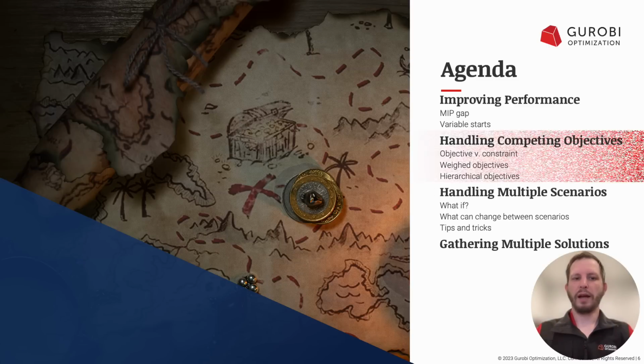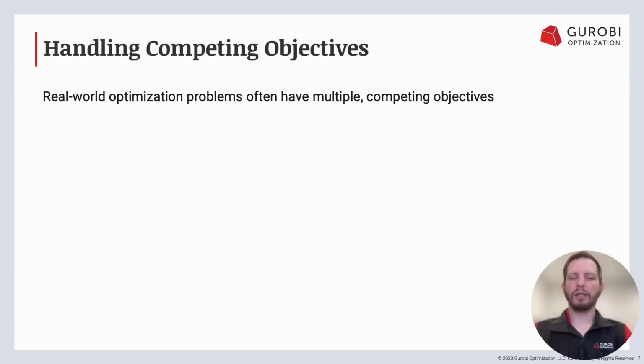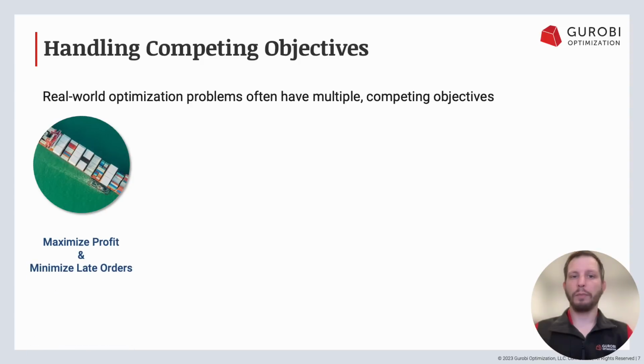Now let's head over to handling competing objectives. It's often the case that real-world optimization problems have multiple competing objectives. If you think about shipping, you may be a shipping company that obviously would want to maximize your profit, but also minimize your late orders. And you can see how those two things may be conflicting.